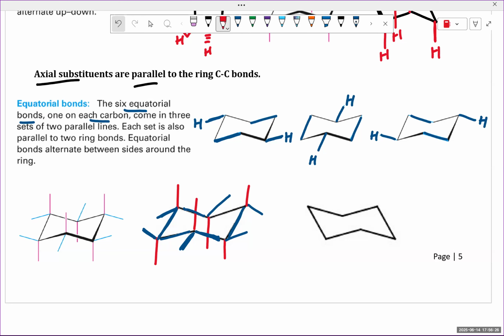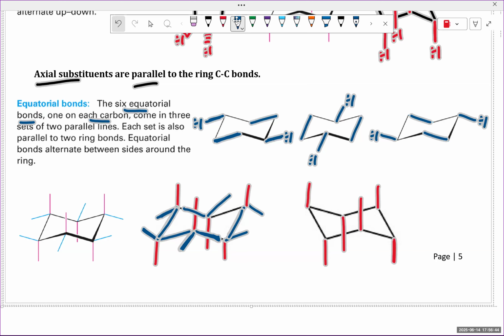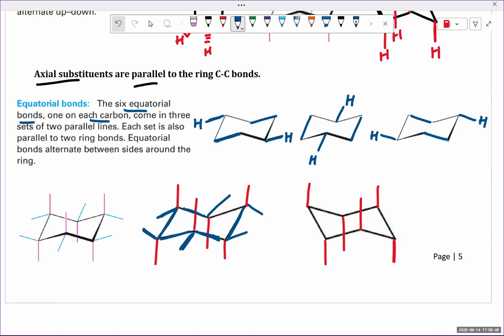So in this case, we're going to draw out the axial substituents. So we have 1, 2, 3, 4, 5, 6 axial substituents. Next, we're going to draw the equatorial substituents. Equatorial substituents are drawn parallel to the carbon-carbon bonds. So we have this equatorial substituent shown here, and this equatorial substituent shown here. The next set of parallel bonds gives us two more equatorial substituents. The last set of parallel bonds gives us our last two equatorial substituents.